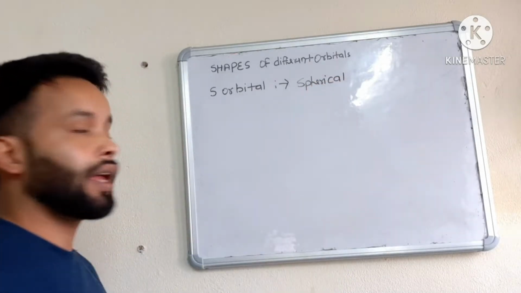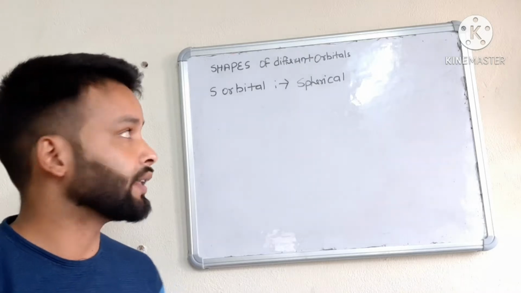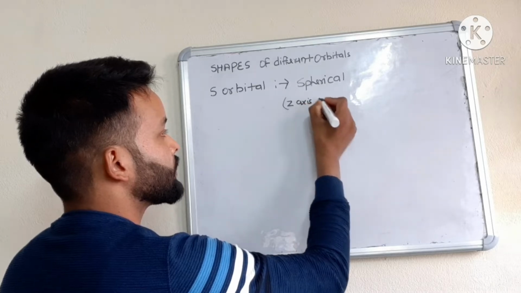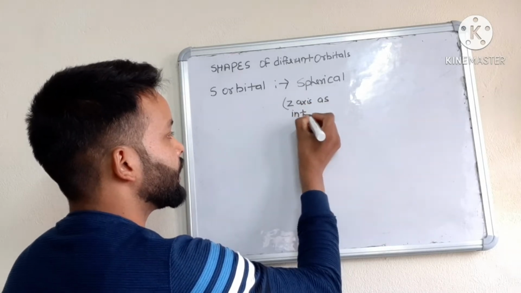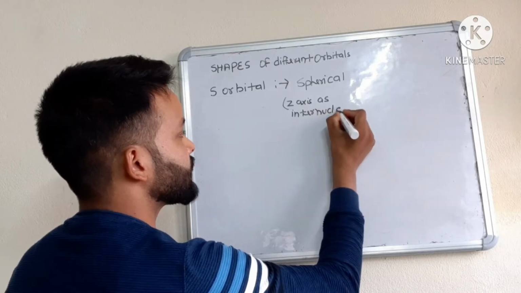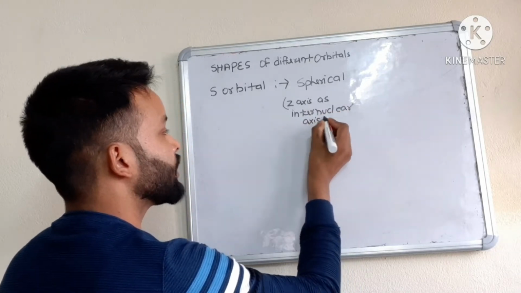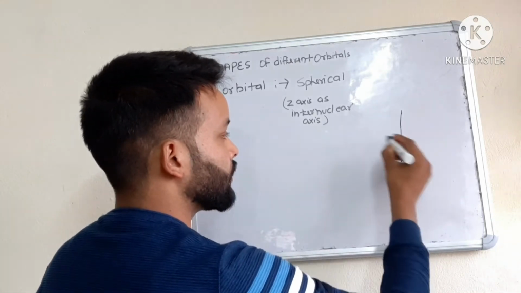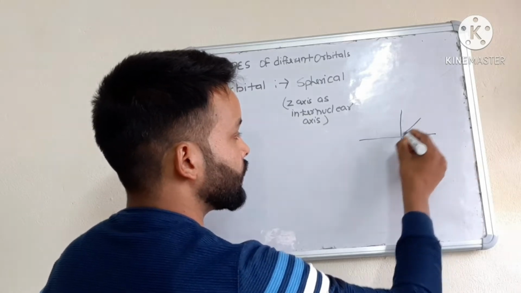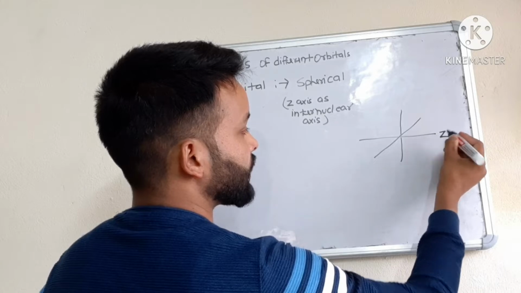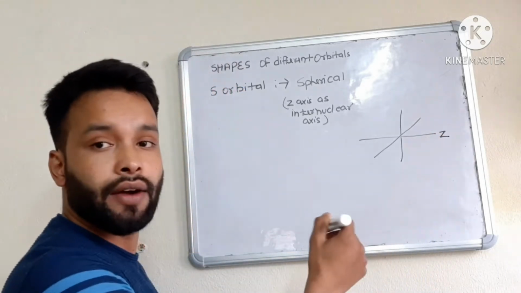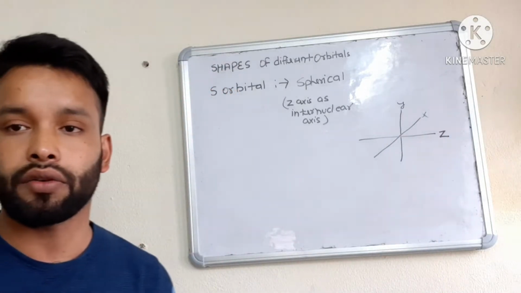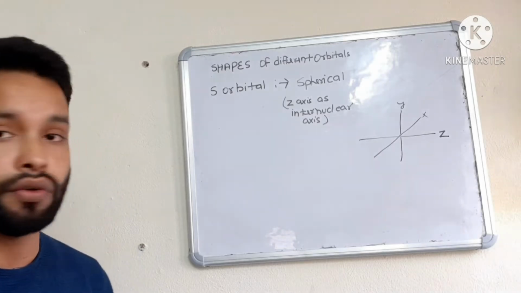Spherical in shape. And before drawing the structure, one thing I'll add: I'll take z-axis as internuclear axis. Internuclear axis means main axis. Suppose these are the axes. So z I am taking as the main axis. After that, x and y. So I am taking z-axis as an internuclear axis. The main axis is called the internuclear axis.